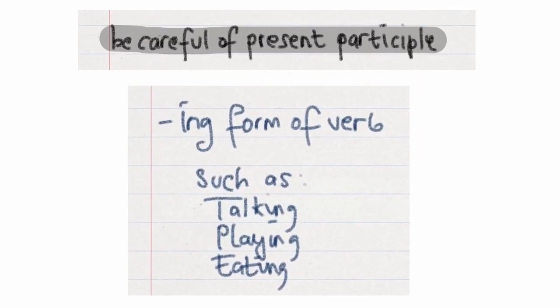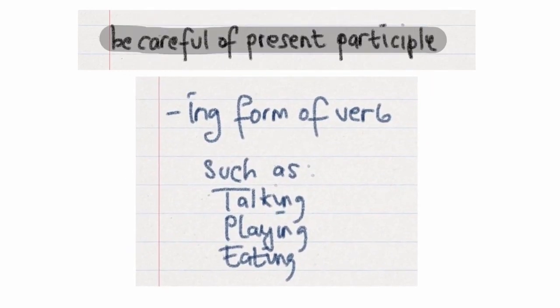Now we'll continue to discuss why you need to be careful of the present participle. The present participle is the ing form of the verb, such as talking, playing, or eating. In a sentence, a present participle can cause confusion because it can be either a part of the verb or an adjective. It is part of the verb when it is preceded by some form of the verb be.